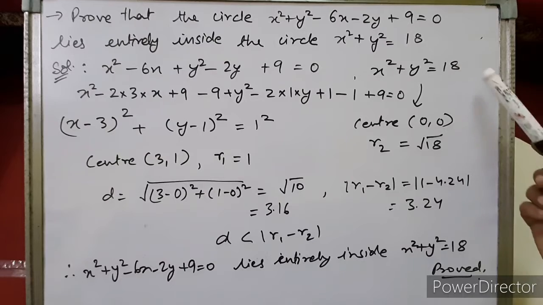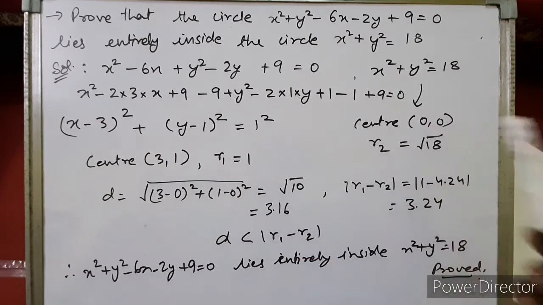And when we compare this with x square plus y square equals r square, we get the center as the origin and radius as root 18. Alright, so now let's calculate. We got both the centers of the circle. Let's calculate the small d, the distance between the centers, which will come root 10.